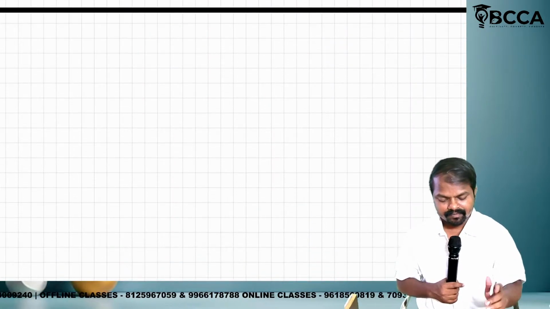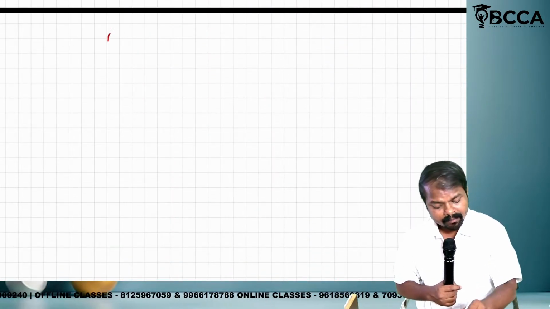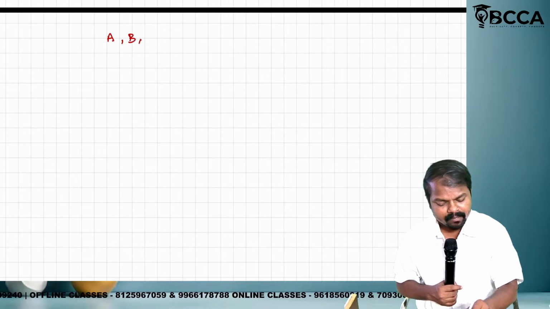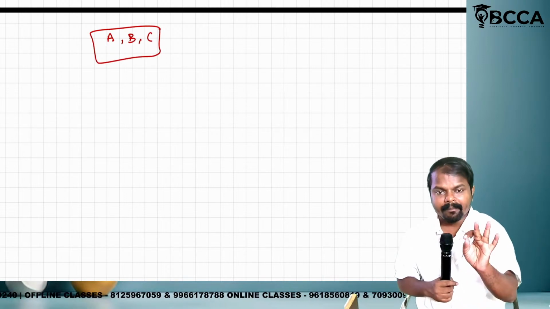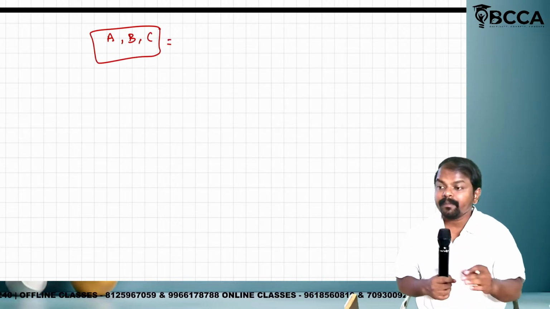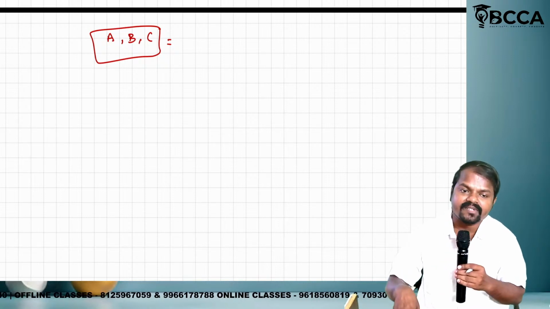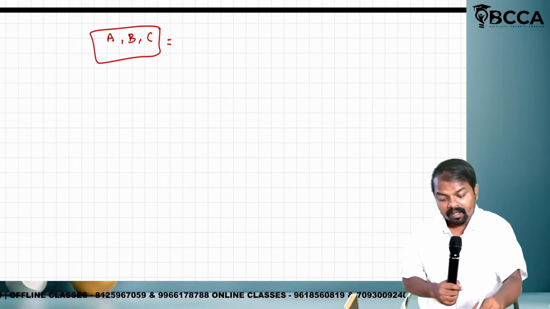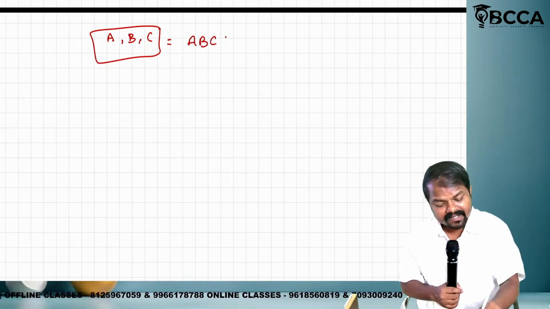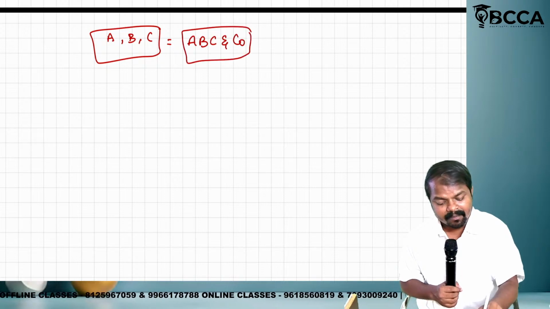Listen. Mr. A, Mr. B, Mr. C, 3 members are partners, business partners. How many business partners are there? 3. Their firm name is ABC and Co. This is a partnership firm.